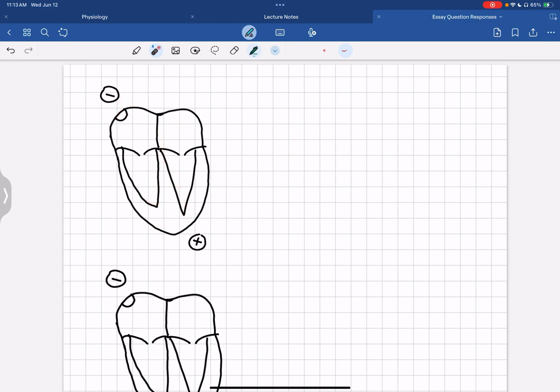Now, as we look at EKGs, they measure the charge outside of the cell. And they're going to track what's occurring with the electrical signals in the cell.